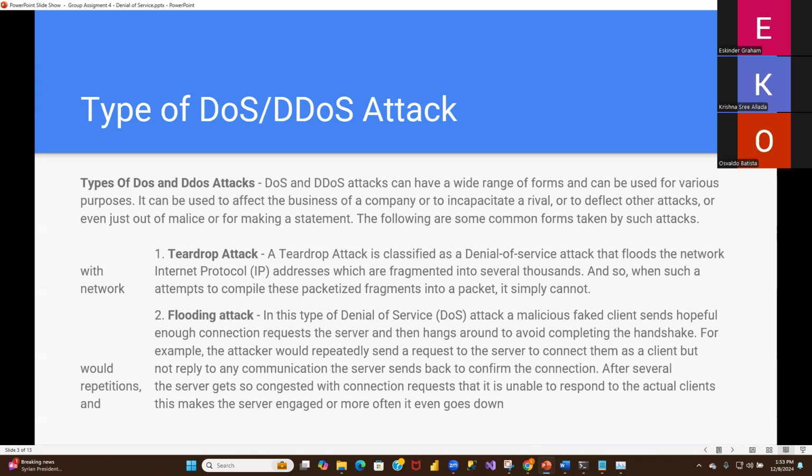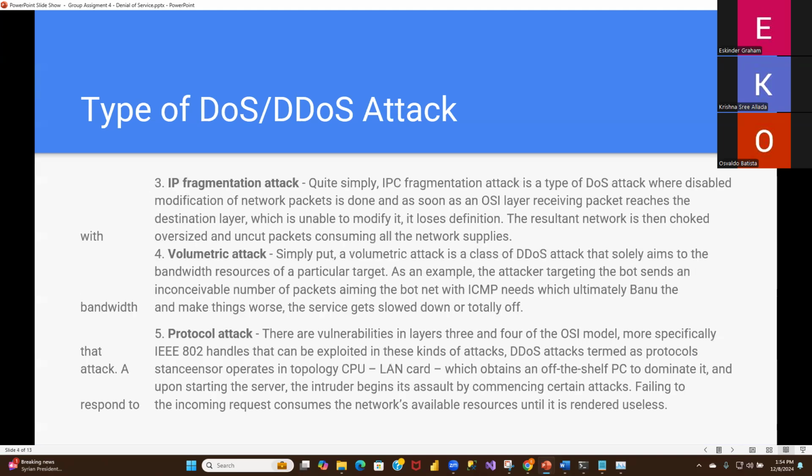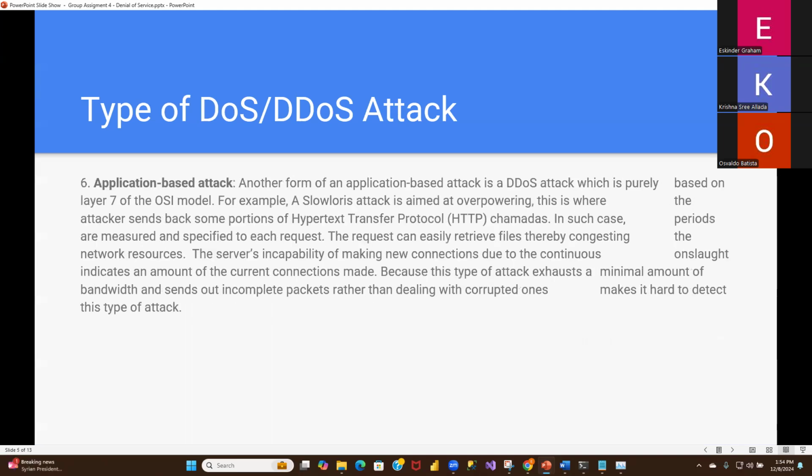Thank you, Osvaldo. I'm talking about the types of denial of service and distributed denial of service attacks. Mainly we have six types of attacks, namely a teardrop attack, a flooding attack, IP fragmentation attack, volumetric attack, protocol attack, and application-based attack. These are the attacks in DoS and DDoS.